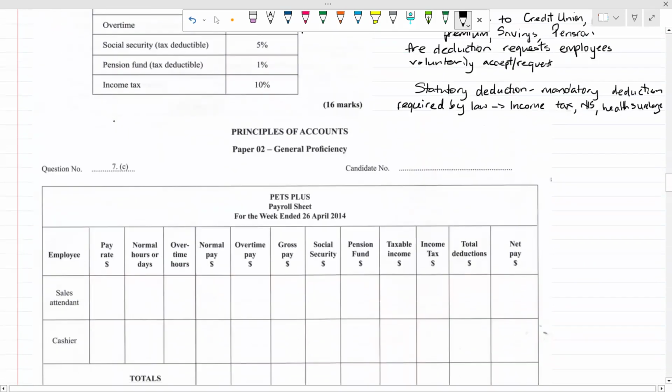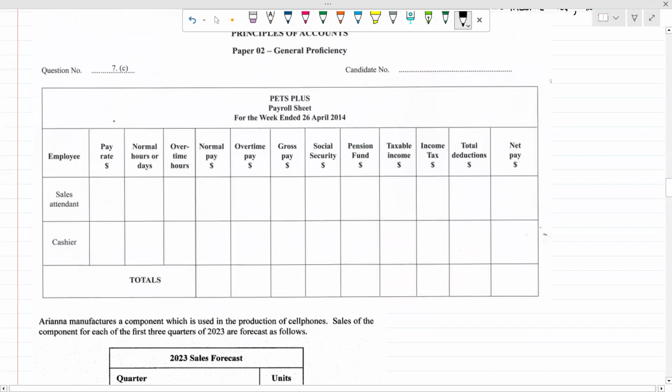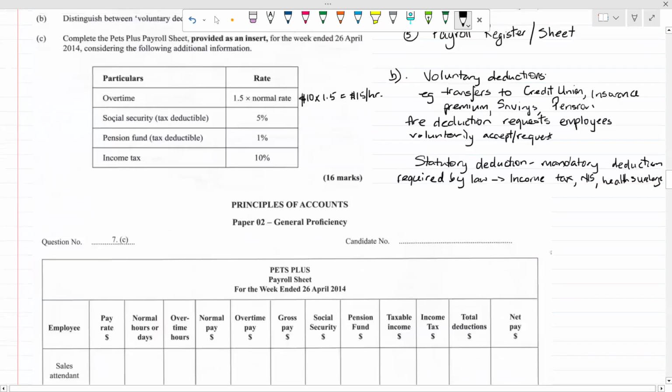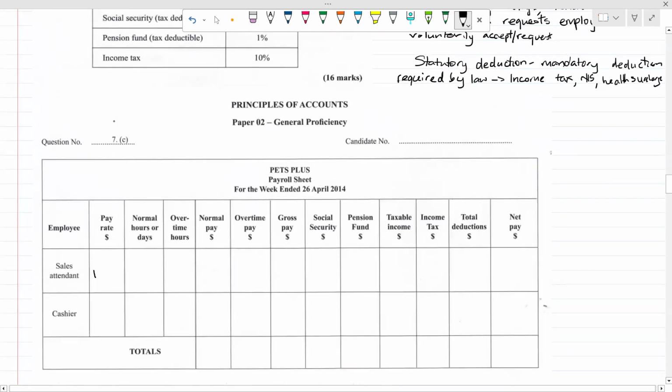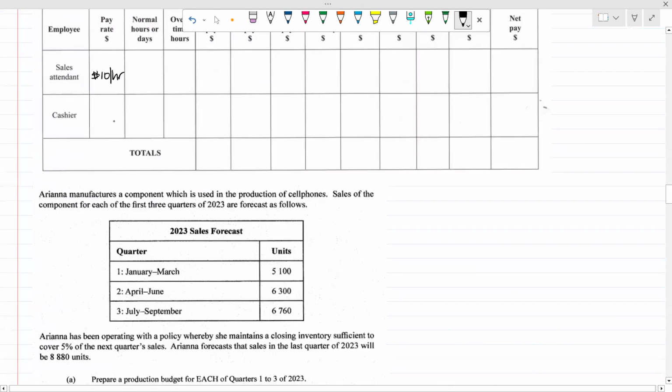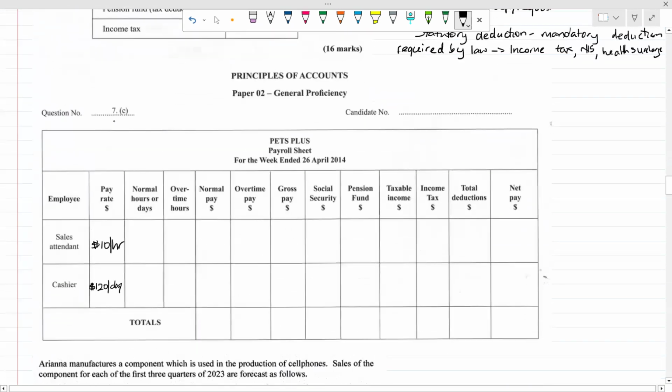So they have a payroll sheet. The payroll sheet is done in a way that it makes it easy for us to calculate these things. So the pay rate for the sales attendant, we're getting that from the table above, is $10 per hour. For the cashier is $120 per day. Normal hours, 40 hours, 5 days.